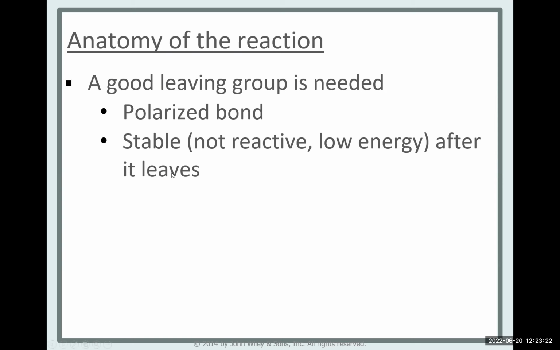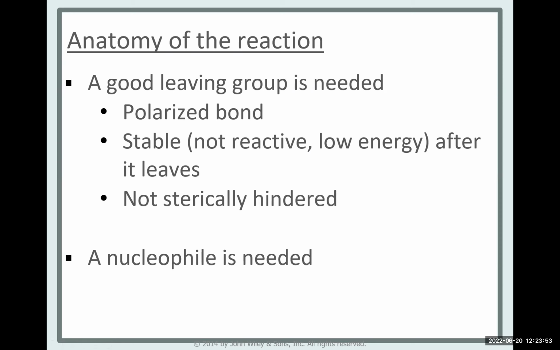And then after it leaves, it needs to be stable. So fluorine is a very polarized bond, but F- is not a very stable atom. We don't see a lot of F- ions floating around, right? That's because it's not very stable. So fluorine's not a great leaving group, even though it's very polarized, because it's not stable after it leaves. And then we also want it to not be too sterically hindered, or we want it to have the proper substrate. So it kind of depends on which type of reaction. I should have said not sterically hindered or substituted enough. We'll talk about that.